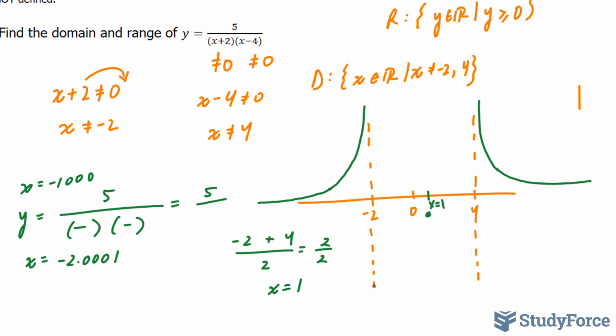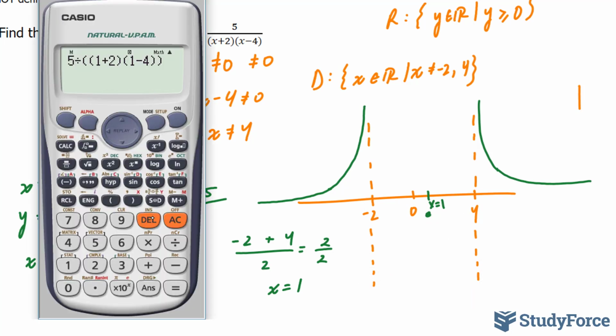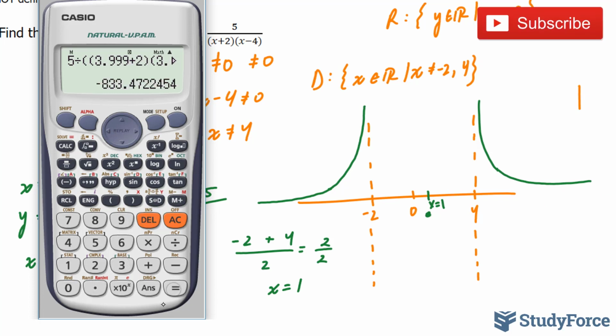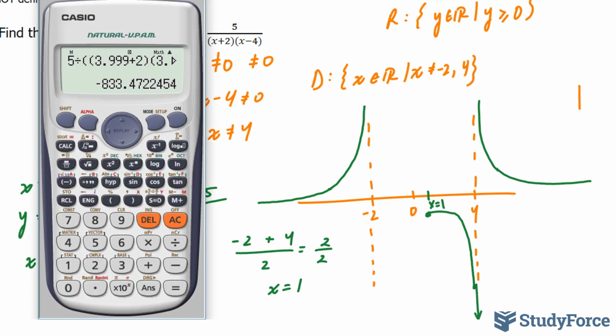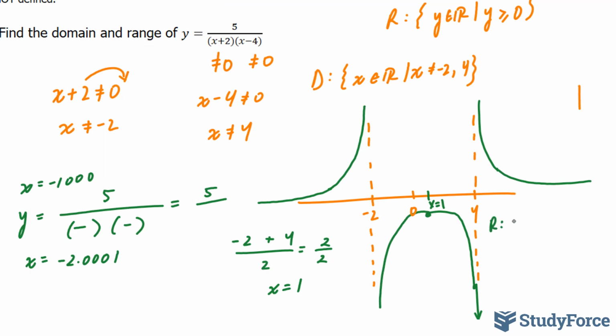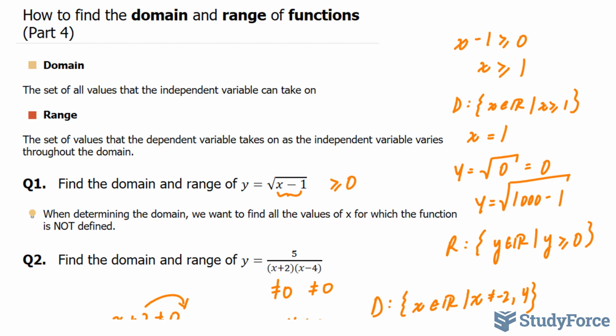Let's find out what happens just to the right of negative 2 and just to the left of 4. So let's pretend that we had a number like 3.999. We end up with a fairly large negative number down here. So the y output would end up getting smaller and smaller as it approaches positive 4. And the same thing goes if we put a number close to negative 2. Let me demonstrate. Negative 1.999, we would get a very small y value. This means that our range includes all real y values such that y is less than or equal to negative 5 over 9 and y is greater than 0. And so there you have it. 2 more examples on how to find the domain and range of functions.